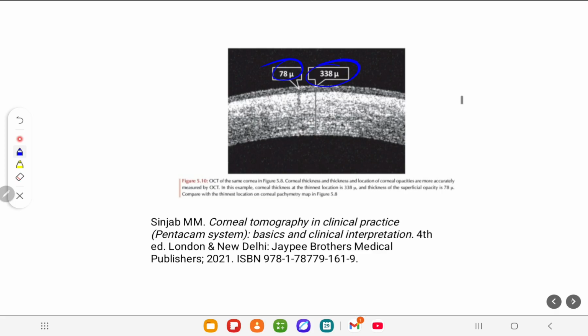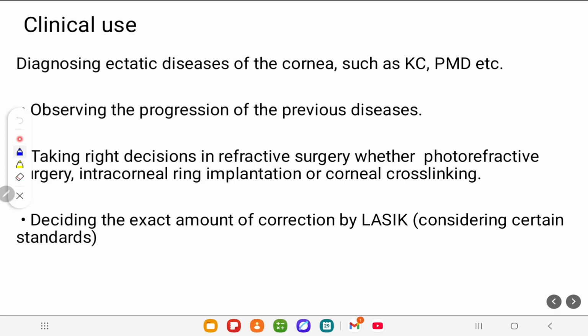It's clear. So what is the clinical use? Diagnosing ectatic disorders, obviously, observing progression of the disease, taking the right decision for refractive surgery, and for intracorneal rings, deciding the exact amount of corneal tissue. Oh my goodness, corneal topography is the most sophisticated instrument in the field of optometry. I don't know if this line is correct or wrong, but I feel that you can do everything with corneal topography. You must be the master in corneal topography, and then things will go well.